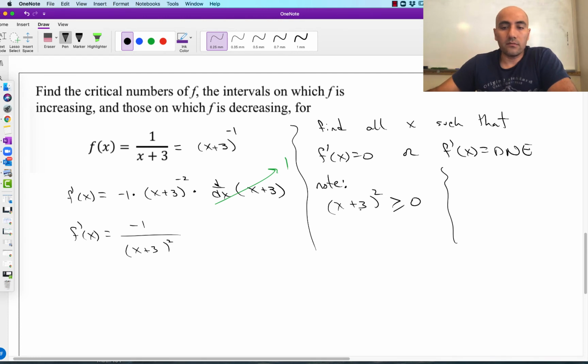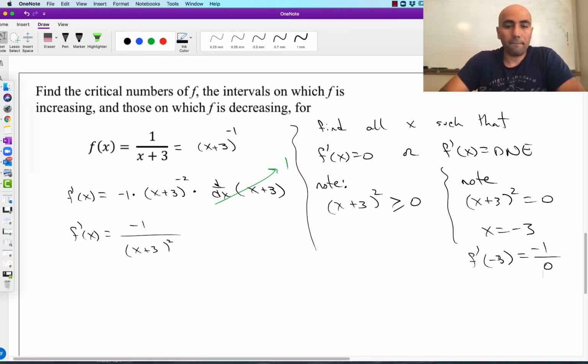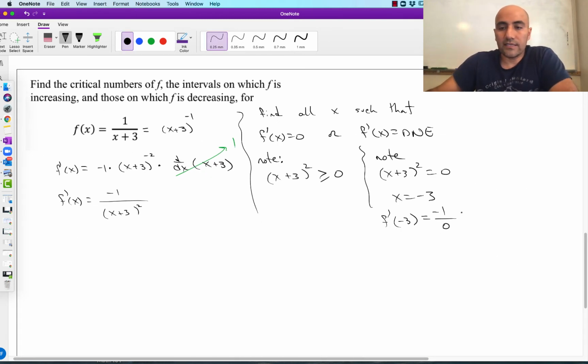What about this one? Well, the case when x equals negative 3 will cause an undefined. So note that if we set x plus 3 squared equal to 0, we find that x equals negative 3 is our solution. So f prime of negative 3 gives me negative 1 over 0, which means that it's undefined. So this is the case of does not exist. At this point, we found that x equals negative 3 is a partition point. It's a value of x such that one of these two things is true. In this case, it was the does not exist part.